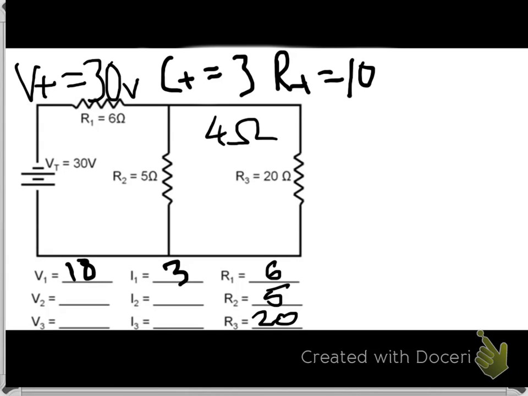Because the total voltage is 30 and the voltage through resistor 1 is 18, we know that the voltage throughout the parallel circuit is 12, because 12 plus 18 is 30. So voltage 2 and voltage 3 are each 12 volts. Now using Ohm's law, we can figure out the current through resistor 2 and resistor 3, which is going to be 2.4 and 0.6.